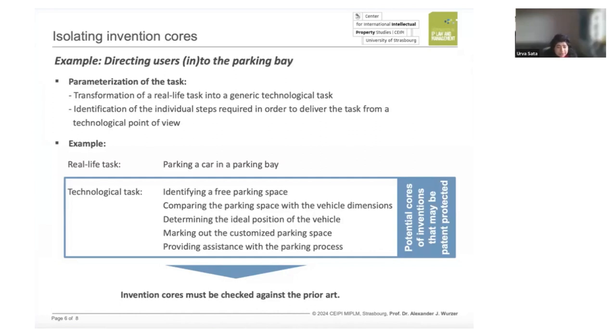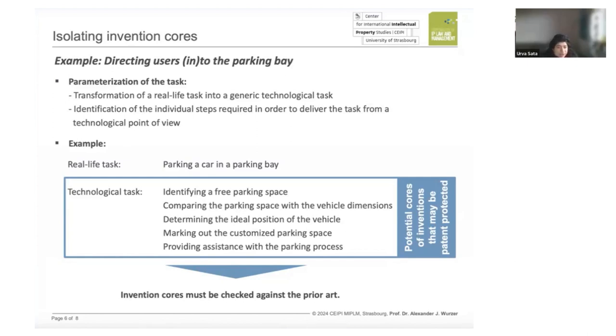So the example we have taken here is to direct users into the parking bay. The real life task is parking a car in a parking bay, and this can be achieved by identifying the technological tasks which could be patented. Like there are patents on LiDAR recognition, on image identification, on connecting the radio frequency identification of a car to the infrastructure, RFID sensors, or this could also be vehicle to infrastructure communication. So these are the patents which are possibly going to cover these technological aspects.